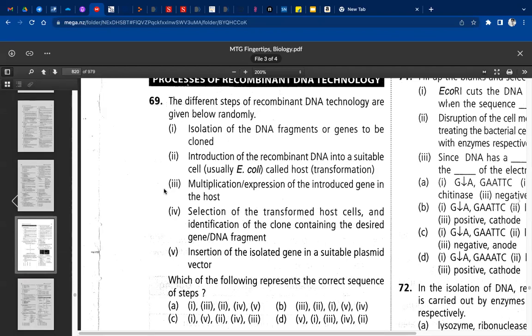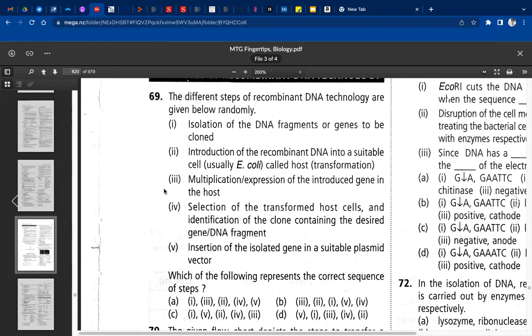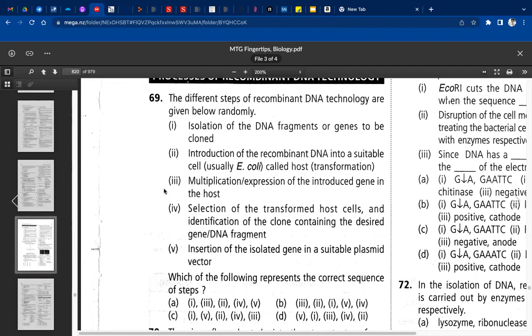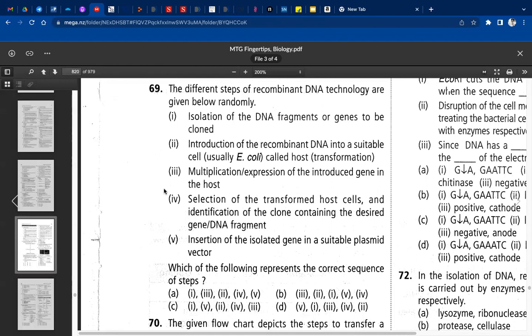Don't read the options. You have to figure out, everyone, option A, B, C, or D. Now, this is a little different because you have to find the sequence. It's not like which is correct or not. So what is the correct sequence? So your answers.